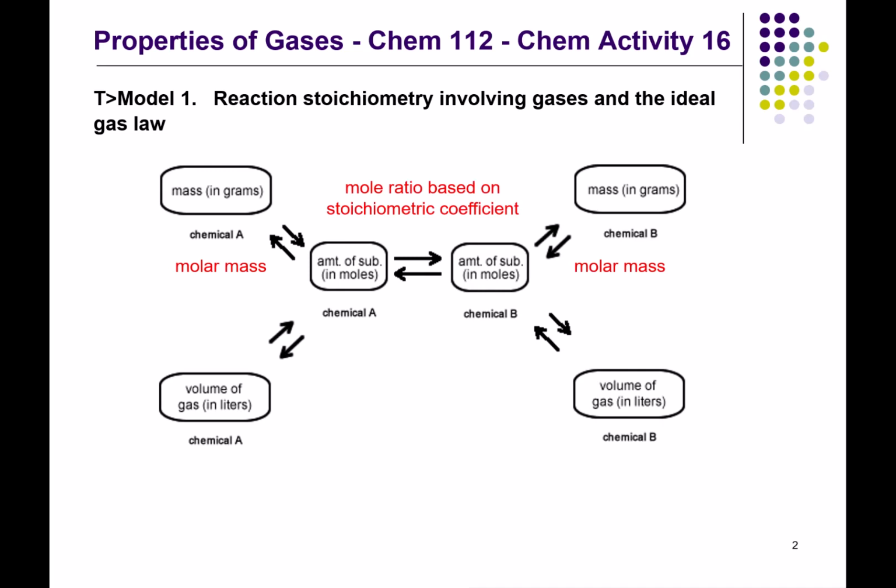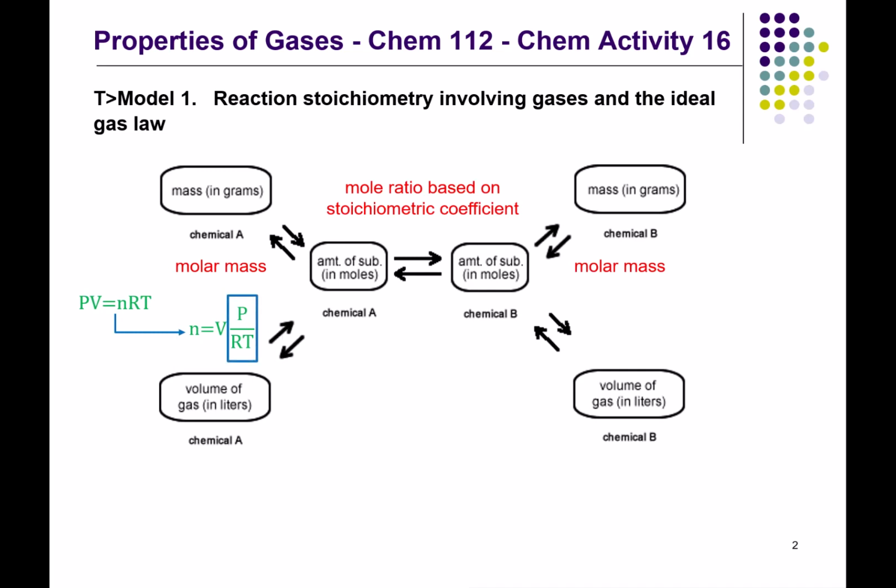The difference here is now we're going to include information about a gas. And that information can be given in a variety of ways. It can involve volume, pressure, temperature. Often volumes of gases are given. So, for instance, if we knew the volume of chemical A and we wanted to find out what mass of chemical B or what volume of gas of chemical B, the first step would be to take the ideal gas law equation and rearrange to solve for moles. So if we know the volume of our gas, the pressure, the ideal gas law constant, and the temperature, we can convert to the amount of substance.